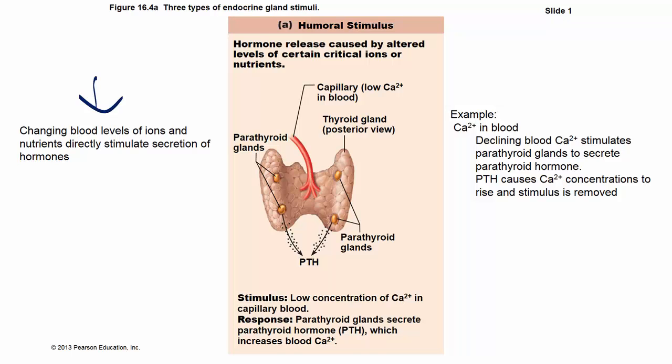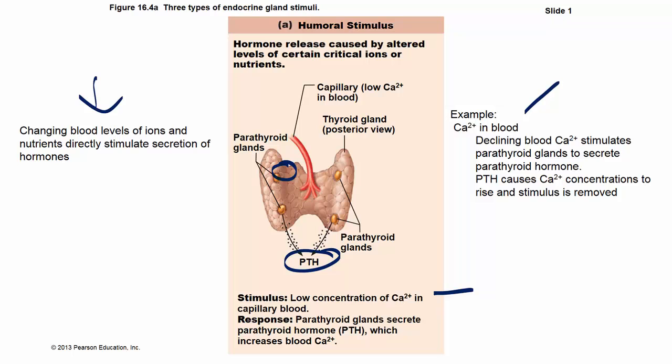So in this case, we've got an example of calcium levels in the blood. If calcium levels are low, if you've got falling calcium levels, what that does is it causes the parathyroid gland, which is on the back side, the posterior side of the thyroid gland, to respond. Hopefully you remember that from your bone unit. So you have your parathyroid glands on the back of the thyroid, and they are going to secrete parathyroid hormone, abbreviated PTH.